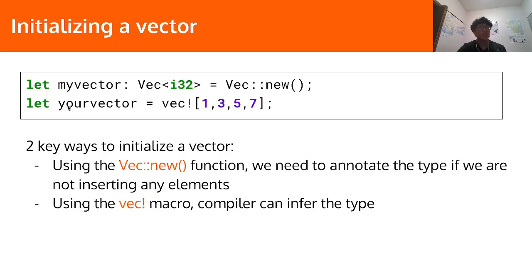Another way to initialize a vector is like this, using vec!, and this is called a macro. Every time you see an exclamation mark like this, it is called a macro. You can think of it as a special kind of function, and we won't elaborate too much on this, but basically this will initialize a vector with elements 1, 3, 5, 7.